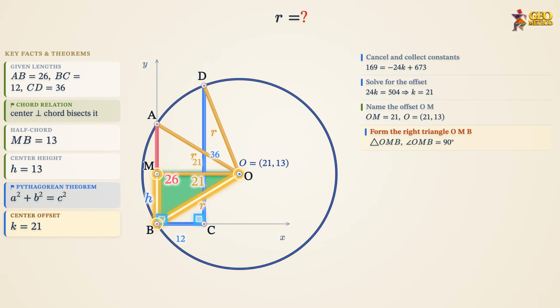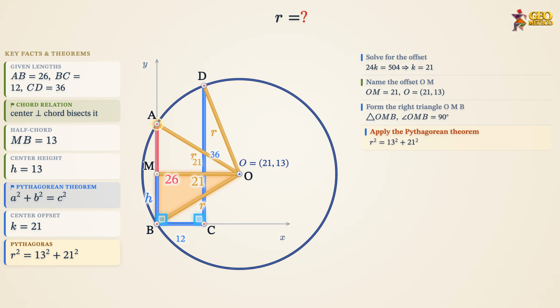Look at triangle OMB. It has a right angle at M. Its two legs are the half chord MB of 13 and the offset segment OM of 21. And its hypotenuse segment OB runs from the center out to B, so the hypotenuse is the radius. Apply the Pythagorean theorem to that right triangle.